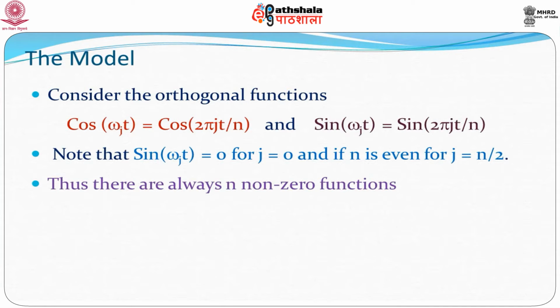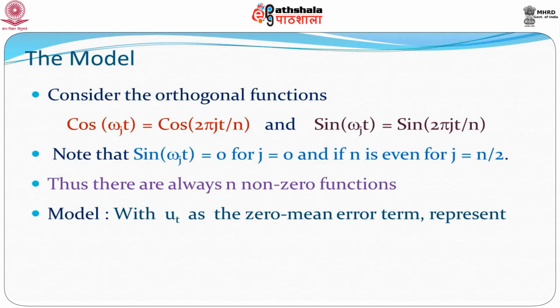Thus, there are always going to be n non-zero functions. Mind you, if n is even, then you actually have 2 times (n by 2 plus 1) functions, of which 2 are going to be 0, the two sine functions at the two extreme ends. And if n is odd, then one of the sine functions is going to be 0 and the remaining n functions will always be non-zero. So, we will always have n non-zero functions as the basic underlying structure.